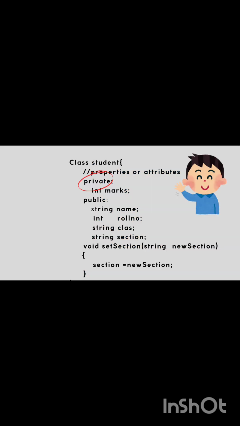Here we have used the access modifier private for data hiding. Access modifiers, private or protected, can both be used within a class to hide data from other classes.